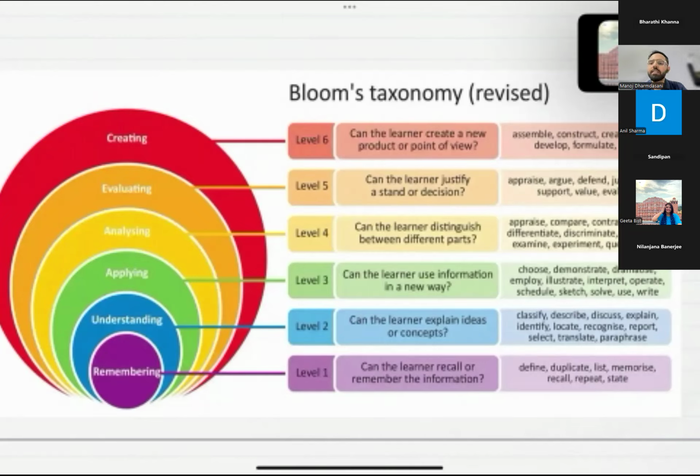Then the last but not the least category that also comes under the psychomotor: can the learner create a new product or point of view? Sometimes they ask some kind of questions where they have to put in their creativity. So the creative questions come in this category, where they have to develop or create something. It could be any category of questions. So this comes under the third and the highest domain, that is psychomotor.